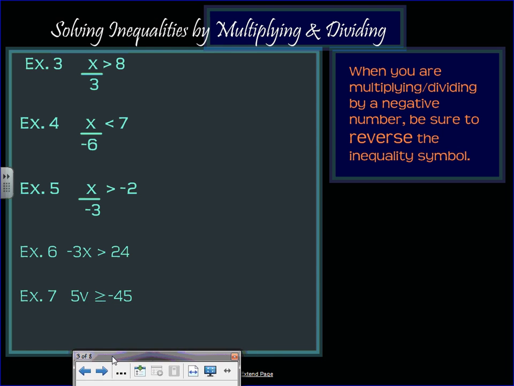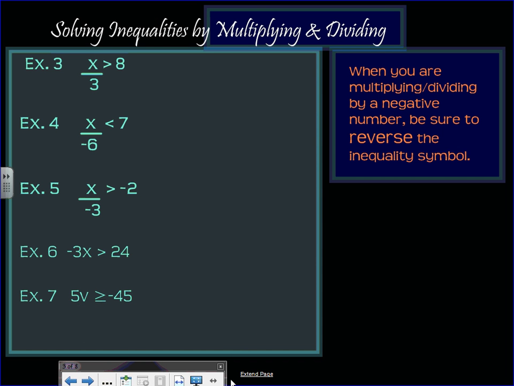All right, let's move into something a little bit harder. These are multiplying and dividing. Again, we are trying to get the x by itself. So this is x divided by 3. So the inverse operation of dividing by 3 would be multiplying by 3. So I'm going to multiply everything by 3, each side by 3. When I do that, these end up canceling each other out. So I'm left with x is greater than 24.